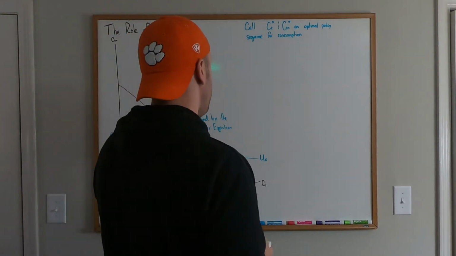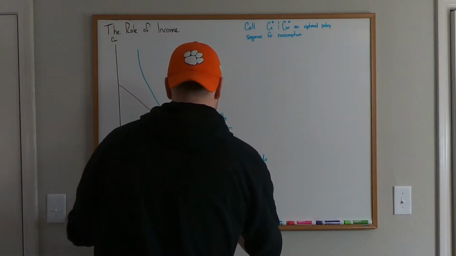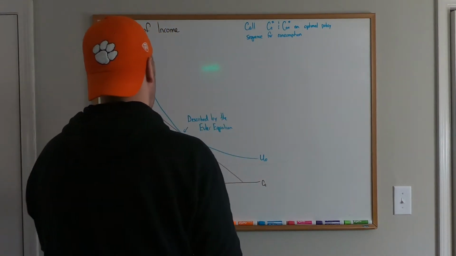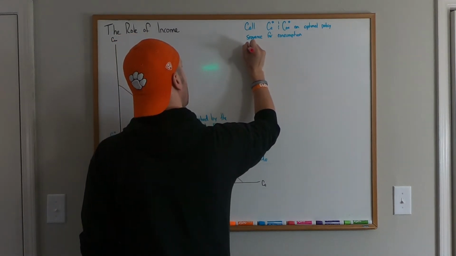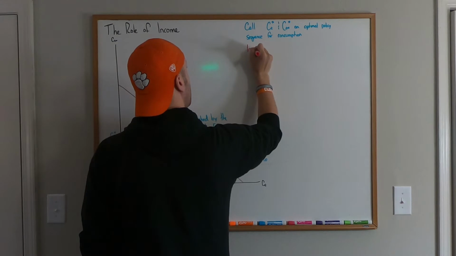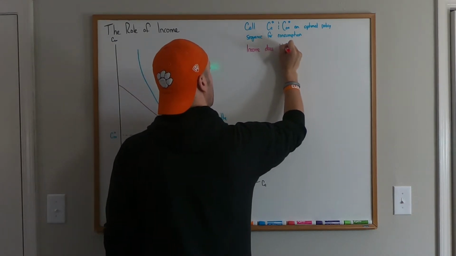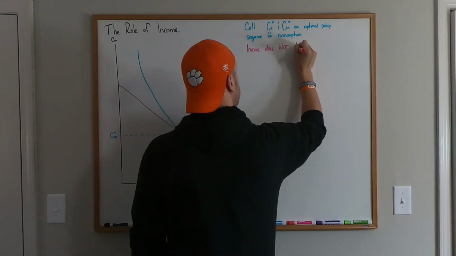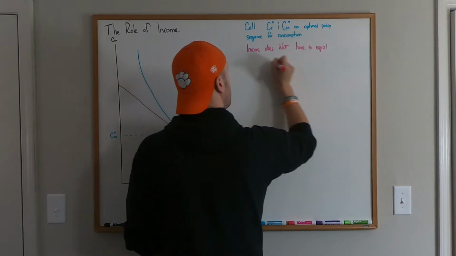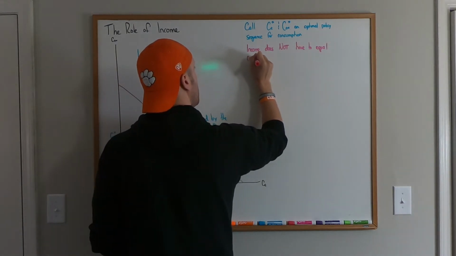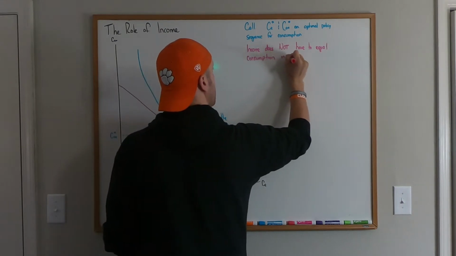So what we can gather from that is something kind of cool. I'll use a different color, I'll use the pink. What I'll say is that income does not have to equal consumption in each period.